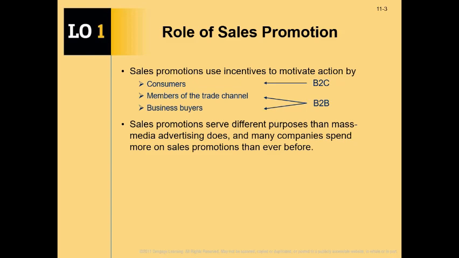What self-promotion tries to do is use incentives to motivate action in business-to-consumer relationships, right? A manufacturer trying to incentivize the final consumer, the final users. The second target would be other businesses, B2B. Here we can mention members of the trade channel and other business buyers.